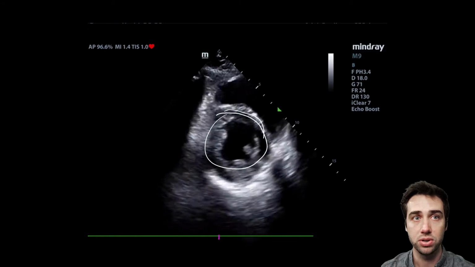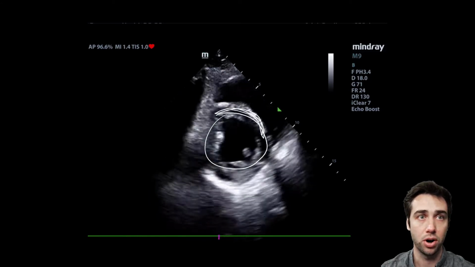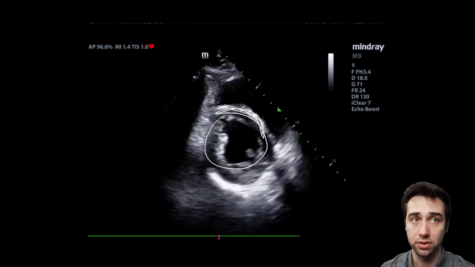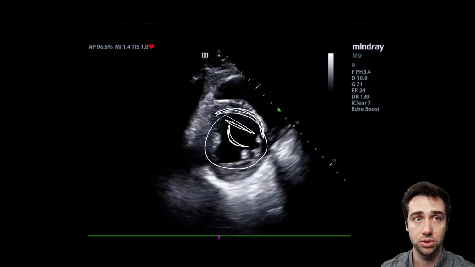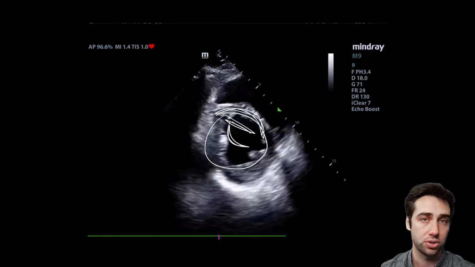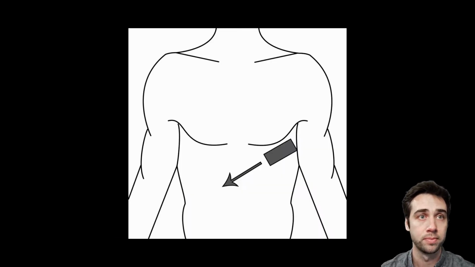The other thing you want to notice is that this interseptal wall between the RV and the LV is bowing out into the RV. If you notice that it looks flat or that it's actually bowing into the left ventricle, that would indicate that there's some sort of pressure overload where the RV pressure is higher than that of the left ventricle. Moving on, this is going to be the apical 4-chamber view.